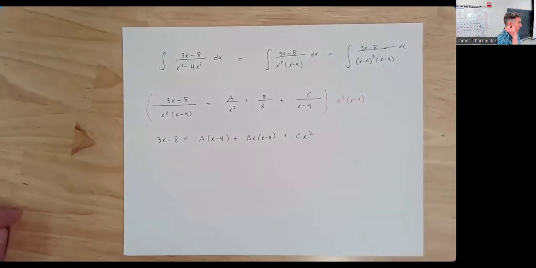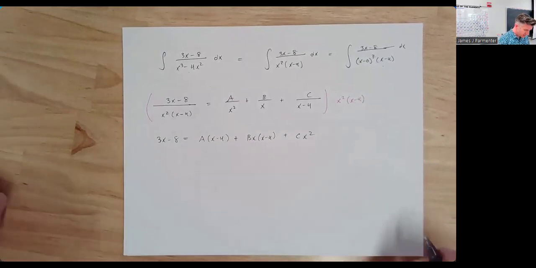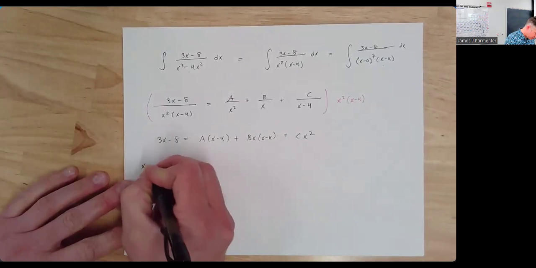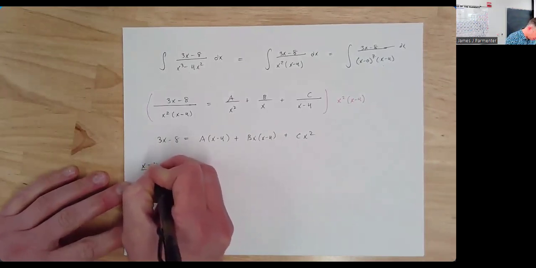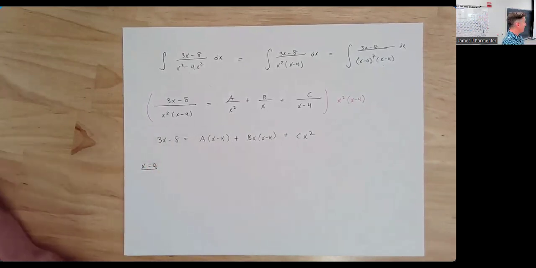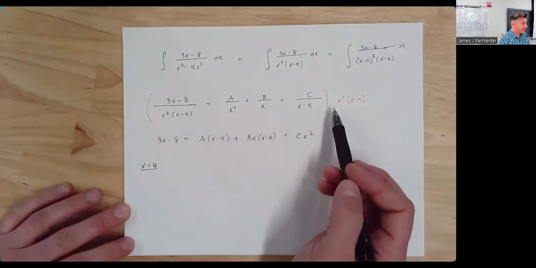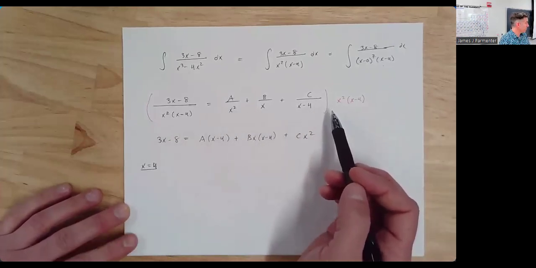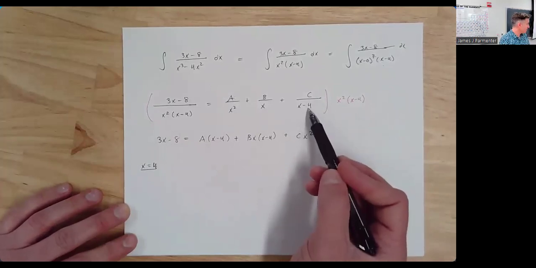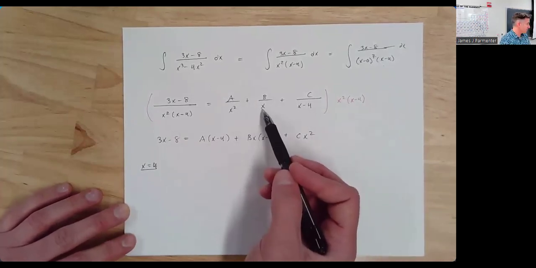And again, I would always use my convenient values before I do anything else. So one of my convenient values of x is what? 4, definitely. The other one, for some reason, is always hard for people to see. The other convenient value of x here is 0. An easy way to identify the convenient values of x: if you look at the original partial fraction decomposition, they're just the values of x that would make these denominators equal to 0. So x equals 4 makes that denominator 0. x equals 0 makes that denominator 0.